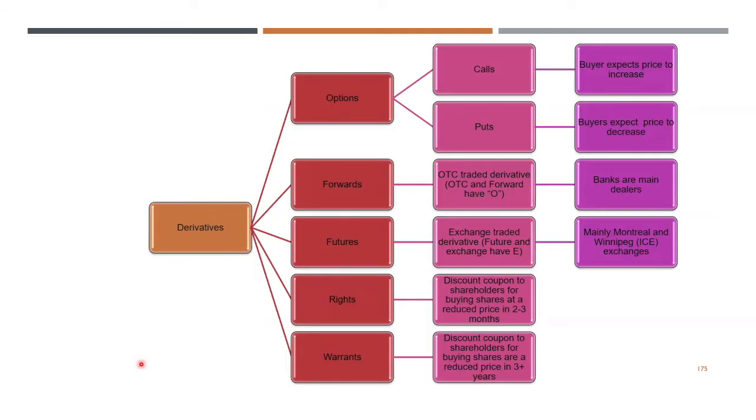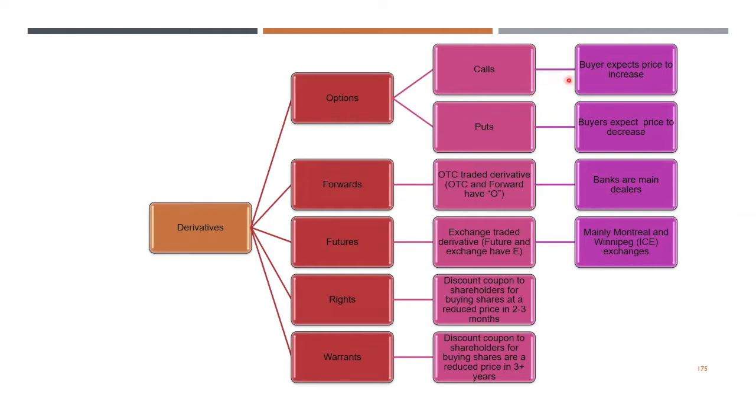Now we talk about derivatives. Derivatives are a type of investment which depend on the change in the price or the value of another commodity or another investment or another product. So one example of a derivative is an option. And under options, you have calls and puts.